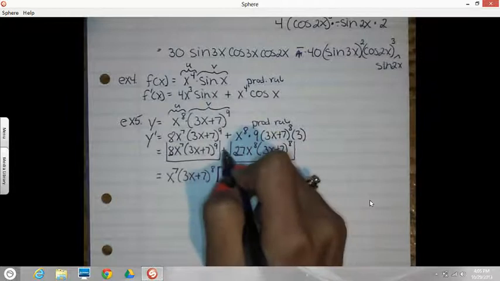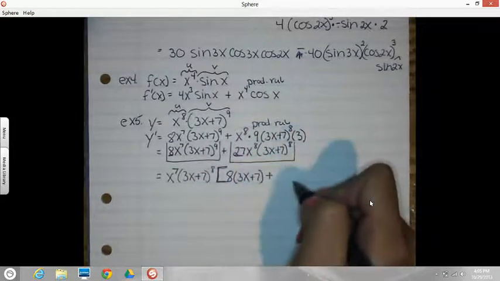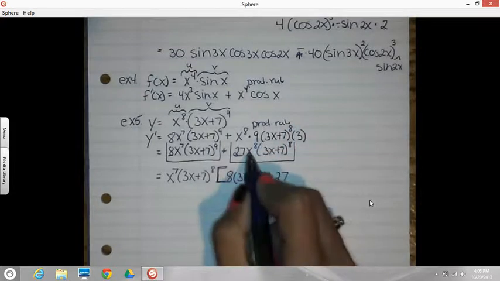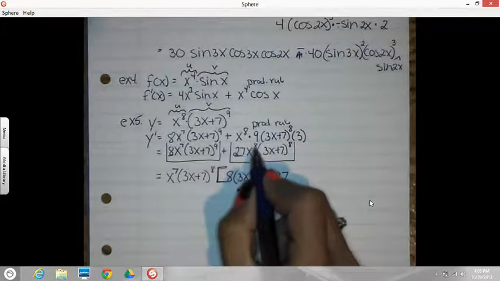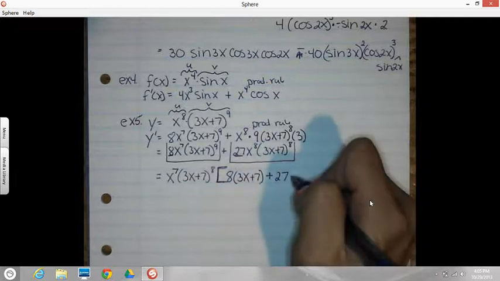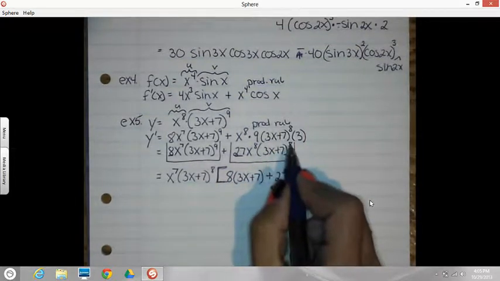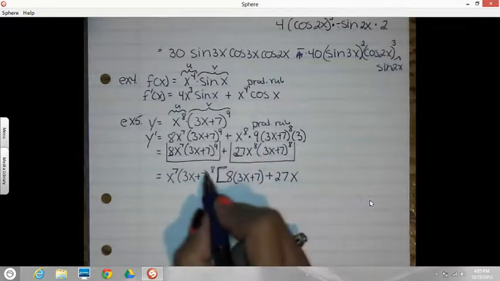Now plus what's left in the second basket. The whole 27 is still there. I had x to the 8th, think of that as 8 x's. Took out 7, so that leaves me an x. I had 8 of these 3x plus 7. I took out all 8, so there's none of them left.